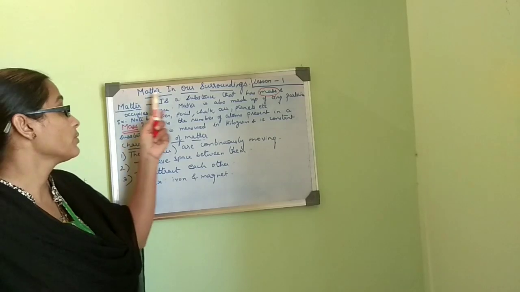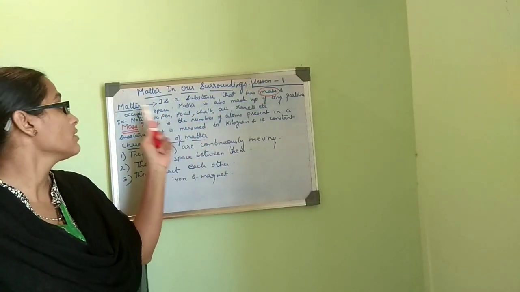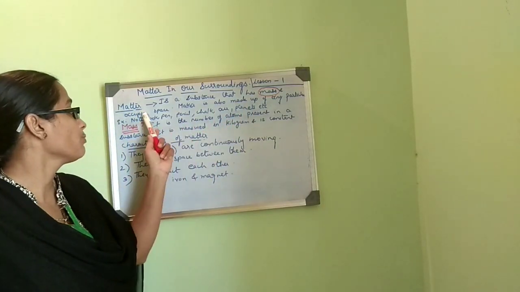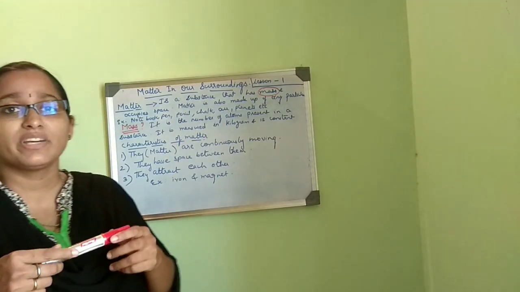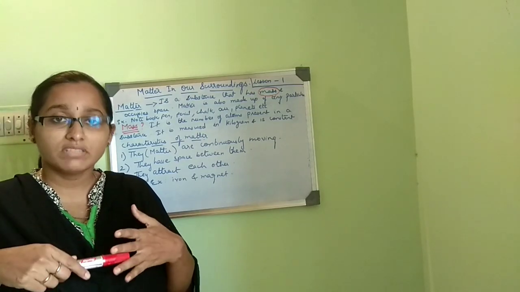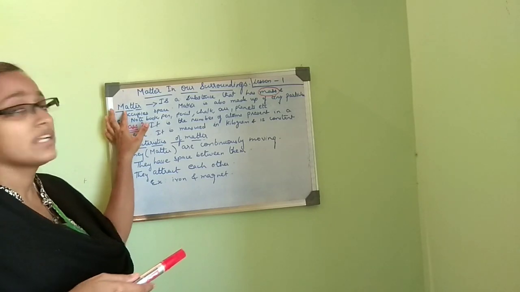So today we will start with matter in our surroundings, lesson 1. So let us understand what is matter. Matter is any substance that has mass and occupies space. Any substance like the pen in my hand, or any chalk, duster, table, or ourselves, or air, planets, etc. They are all called matter.